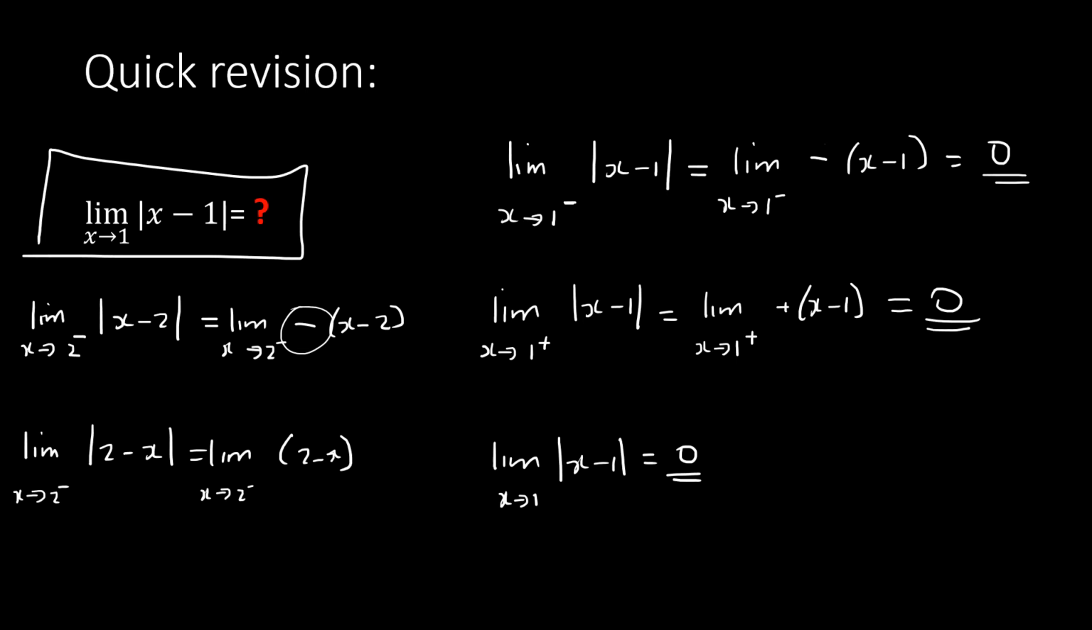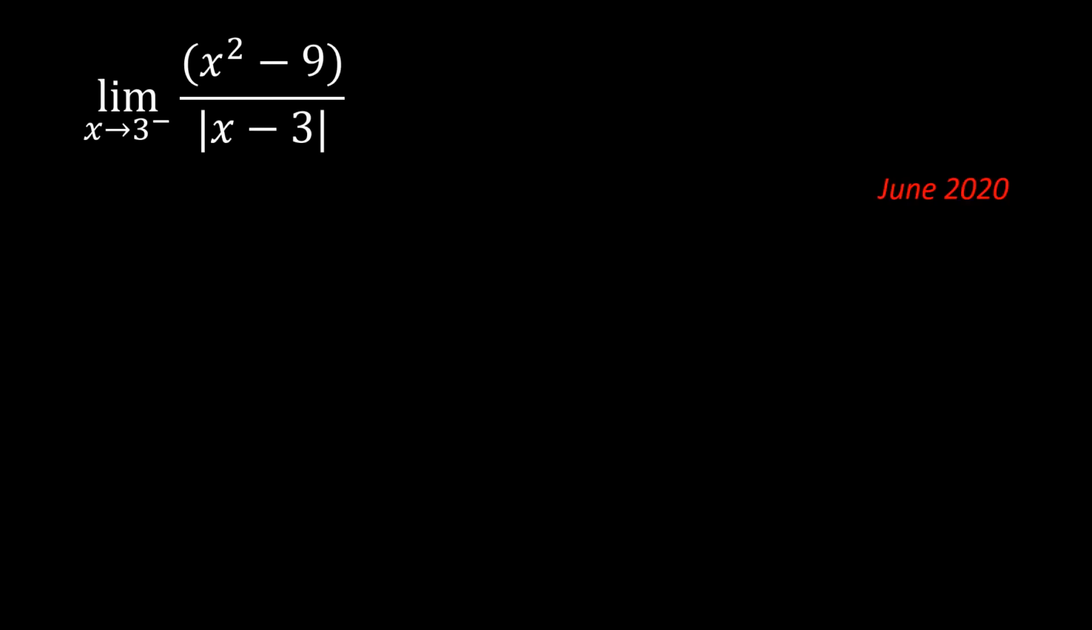So don't get confused. Sometimes they can start with x. If they start with x, it's easier, because if they say from the negative side, you just put negative. From the positive side, it's positive. But if they start with a constant, then a number, and then a variable, it can be tricky. That's why I'm saying don't cram, just try to understand it. Okay, let's do this question.